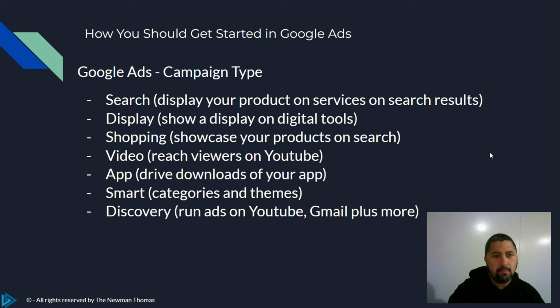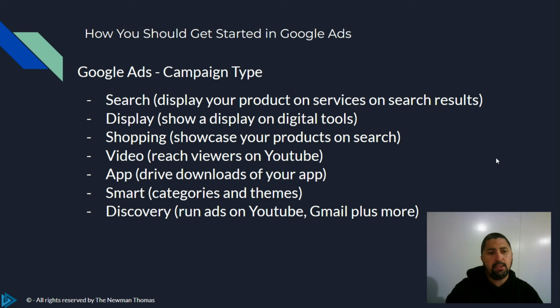Another campaign type is shopping. If you want to showcase your products on search, what I mean by that is when you go to Google and type in, for example, shoes for sale or shoes for boys, you will see at the top the shopping ad displaying to customers, and you will see shoes there. So if you want to display your product as a shopping ad, this is the campaign type to use.